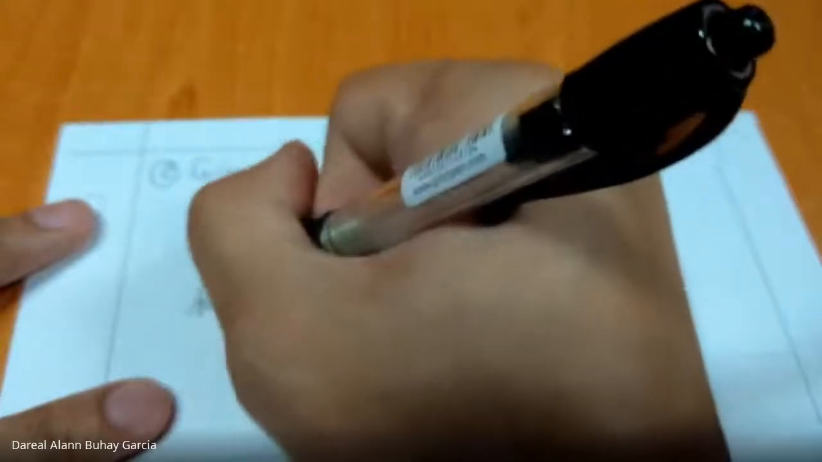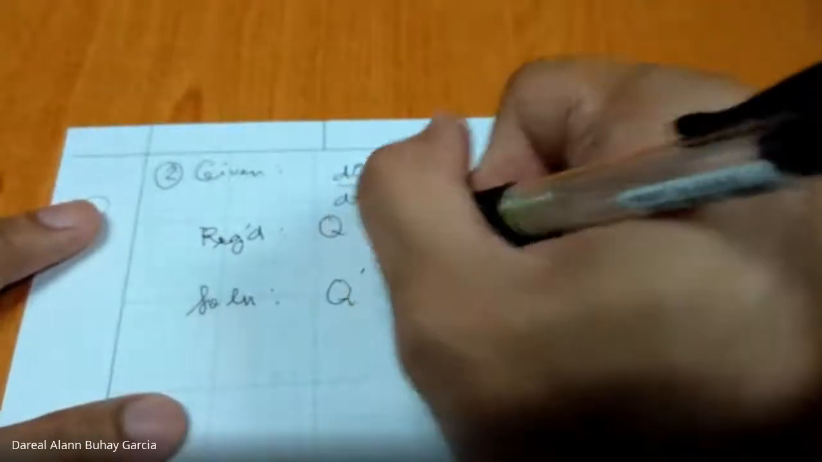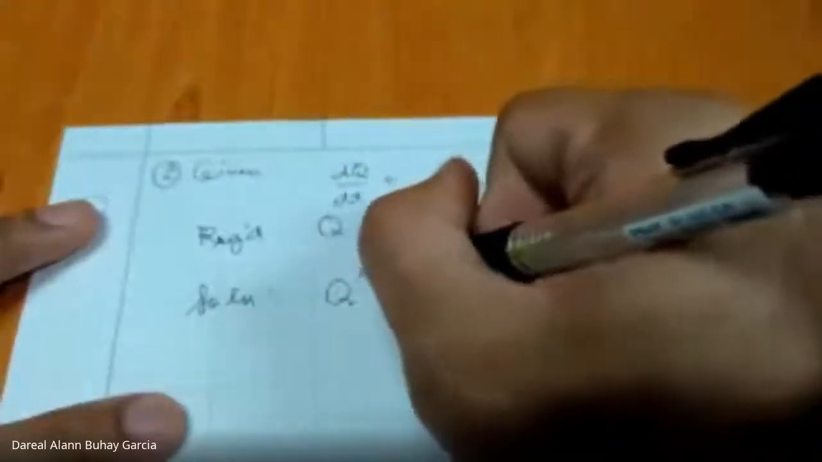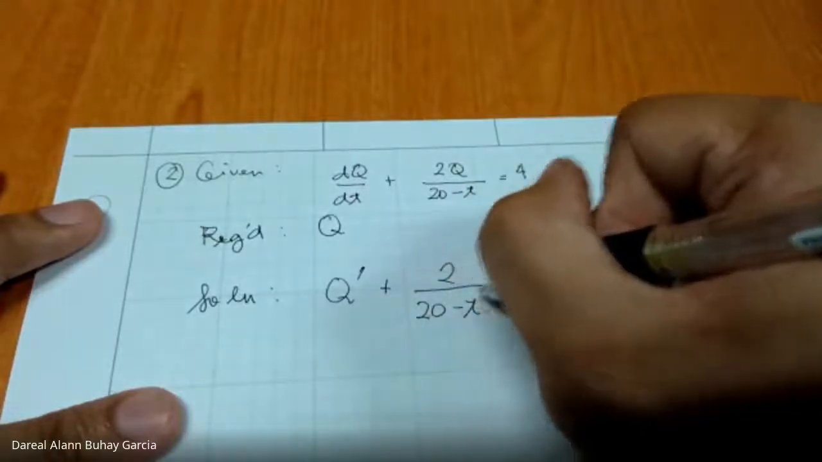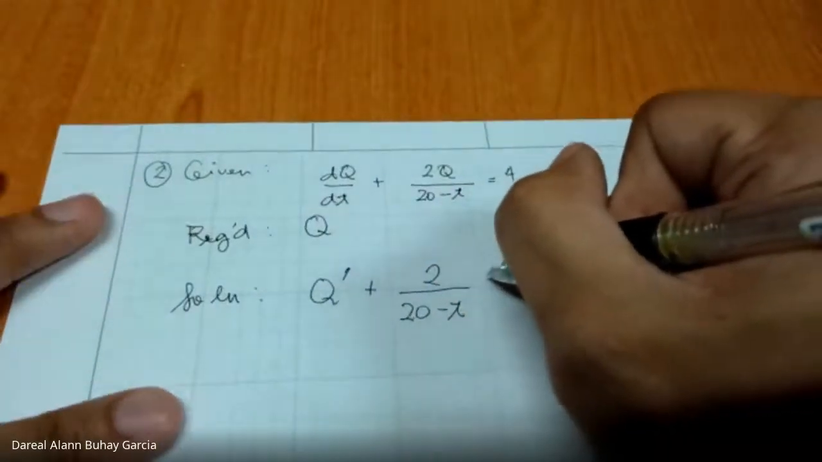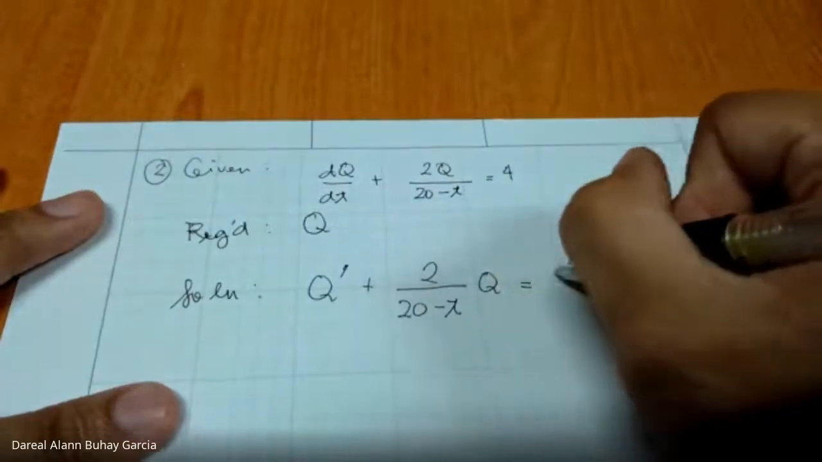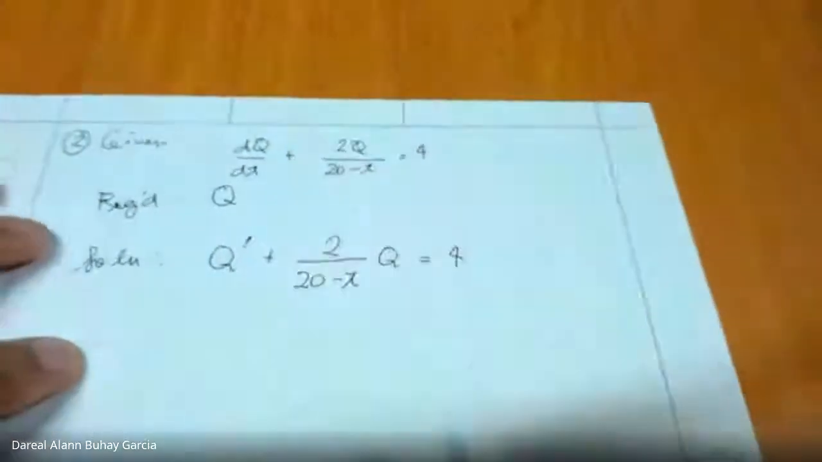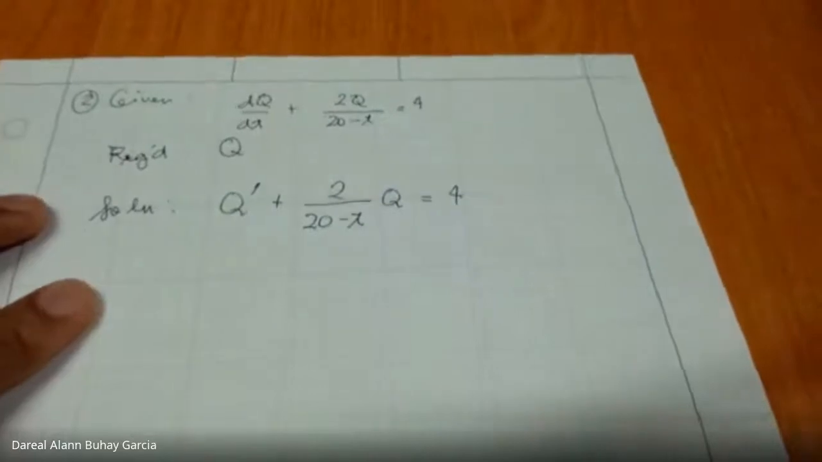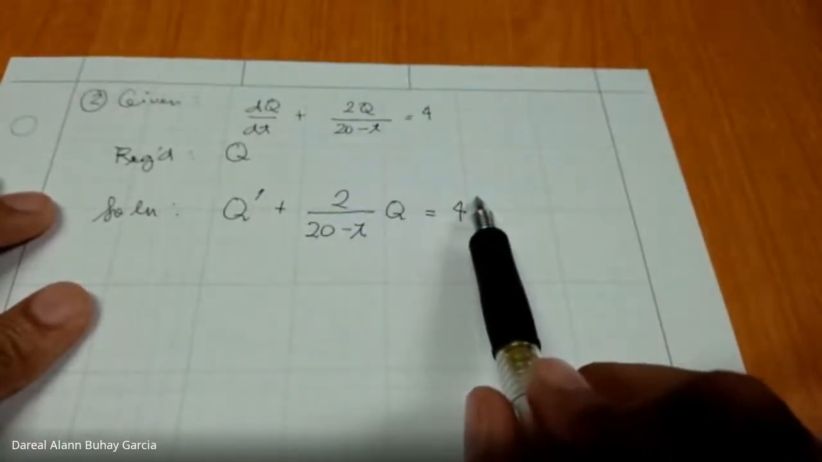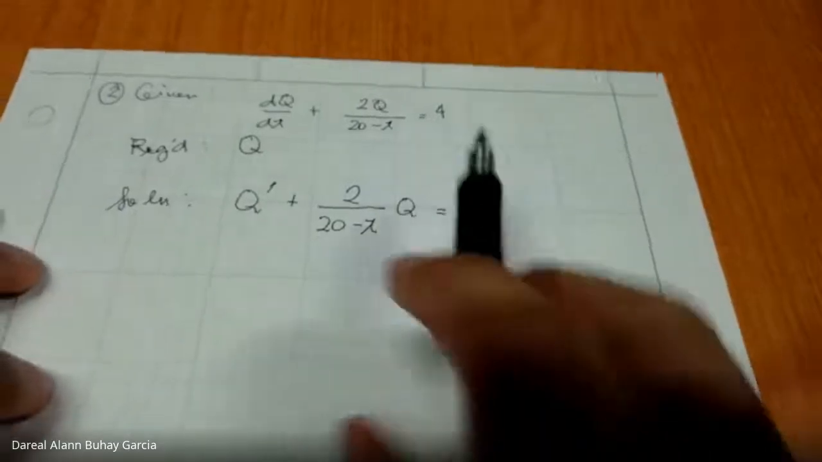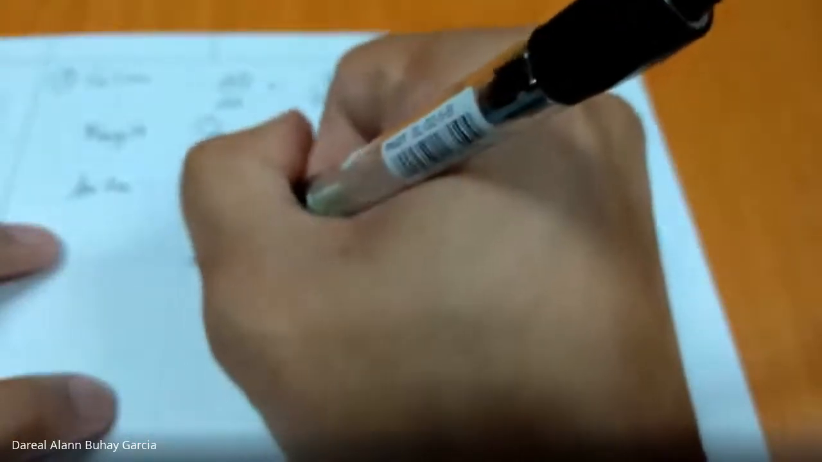Solution. So instead of dq over dt, we write q prime plus 2 over 20 minus t times q equal to 4. Okay. So clearly, our p of t is this one, and our r is 4. Okay. So solve for h of x, in this case, h of t.